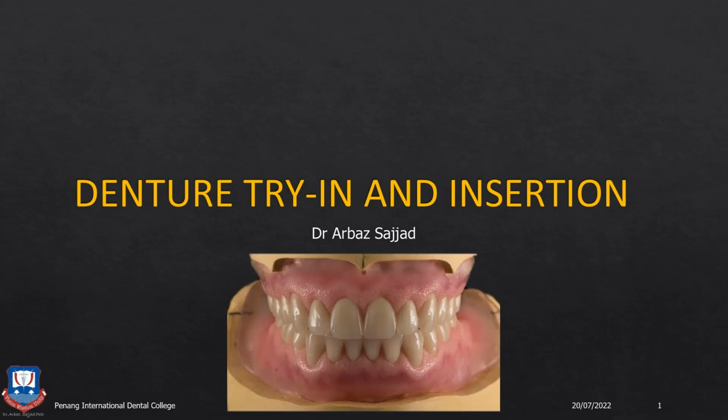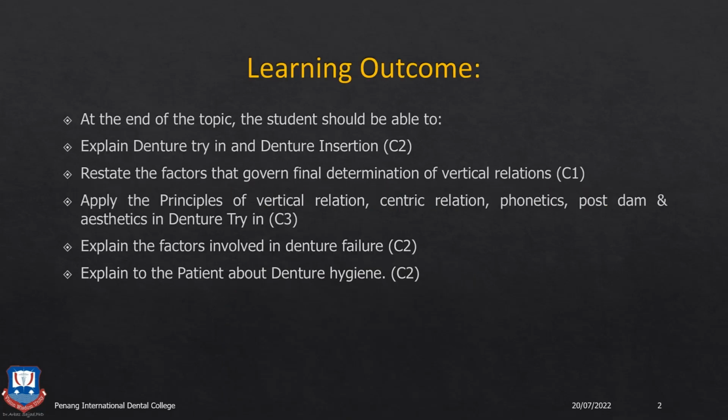So, moving on to the learning outcomes, you should be able to explain what a denture try-in is and what the denture insertion entails. You should restate the factors that govern the final determination of the vertical jaw relationship. You should apply the principles of the vertical jaw relationship, the centric jaw relationship, the phonetics, the posterior palatal seal, and aesthetics at the time of the denture try-in.